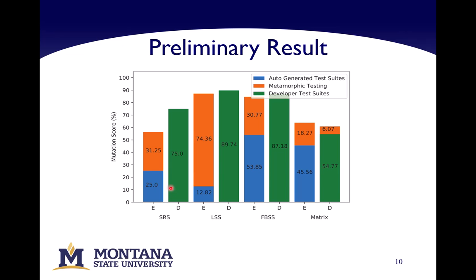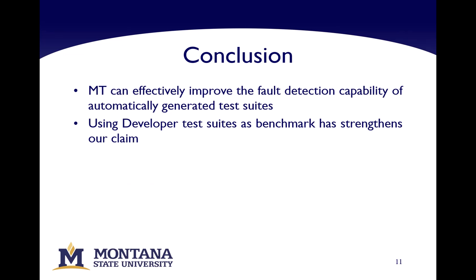And for the developer test suite, we can see only for the matrix class there is a certain increase with metamorphic testing. This property will be further investigated in our next paper. This experiment shows that MT can effectively improve the fault detection capability of automatically generated test suites, and using the developer test suite as a benchmark strengthens our claim.